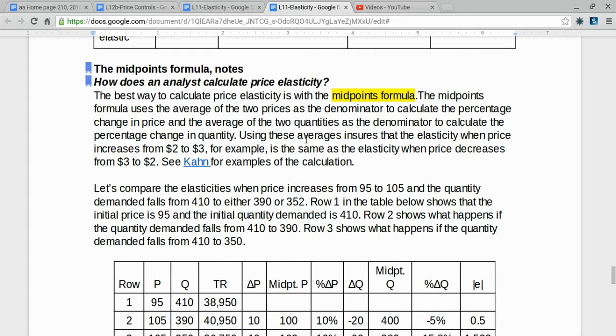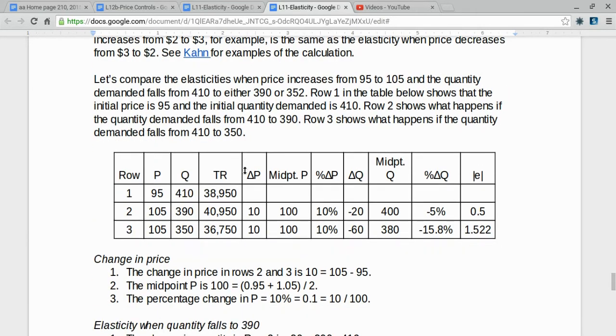Using these averages ensures that the elasticity when price increases from $2 to $3, for example, is the same as the elasticity when price decreases from $3 to $2. The video from Khan that I asked you to look at in preparation has some examples. Let's do a couple more.